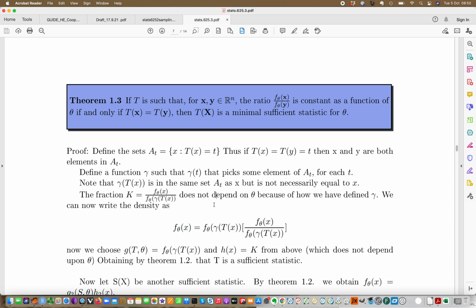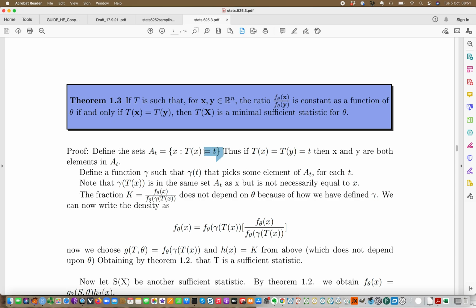And the way of finding it is by taking two different data points, two different values, an x and a y, and looking at the ratio of f, the density evaluated at x and the density evaluated at y. If this ratio can be shown to be constant as a function of theta only when t of x is equal to t of y, then t of x is a minimal sufficient statistic. And the proof is here.